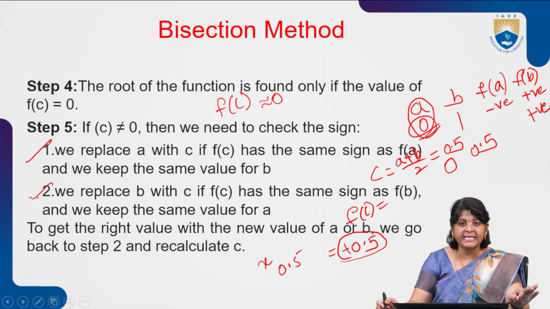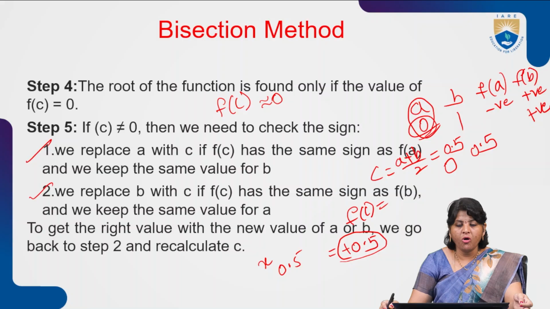We will replace A value if f of C is negative, since f of A is negative. Otherwise, we will change B value and we will fix A value. This procedure needs to be continued until the function value, that is f of C, is approximately equal to 0 or equal to 0.